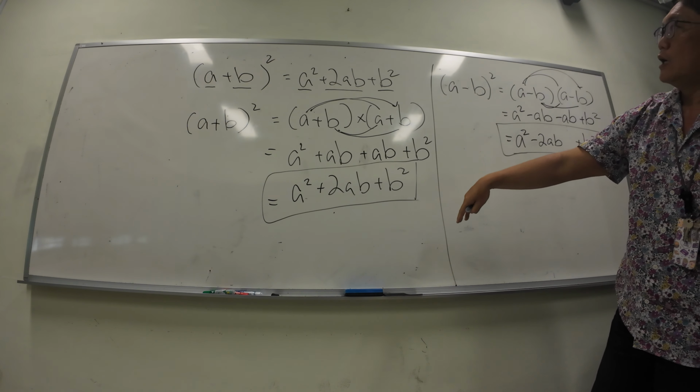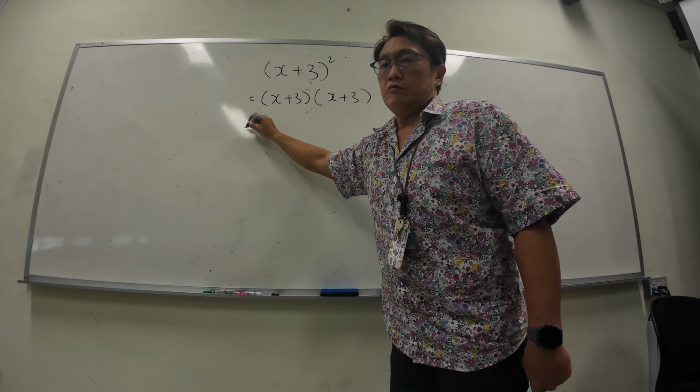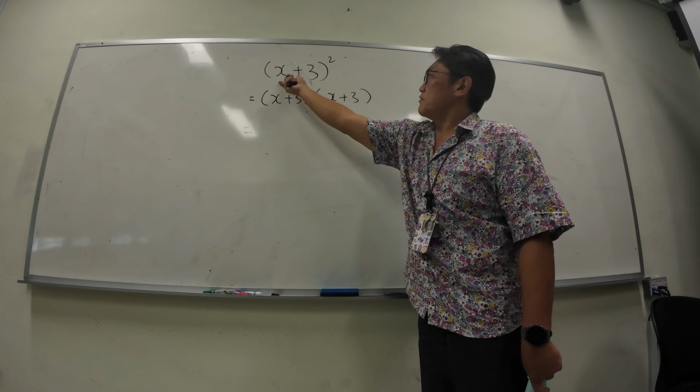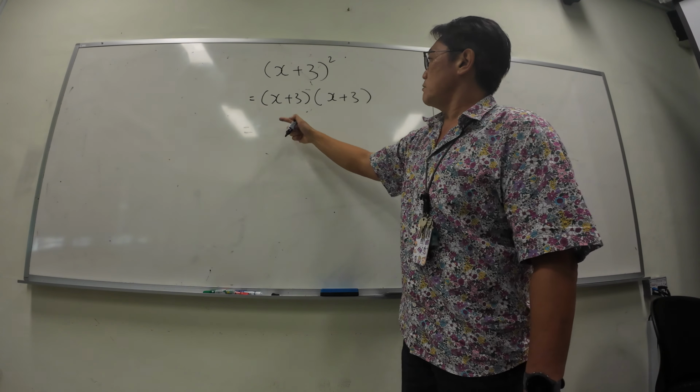It can be with one unknown, meaning it can be x plus 3 being squared. Okay? When x plus 3 is being squared, what it means is x plus 3, the bracket, is multiplied by x plus 3. Still, there is a front, there is a back. So if I go through the long way, front times front, front times back, back times front, back times back. Simplify.